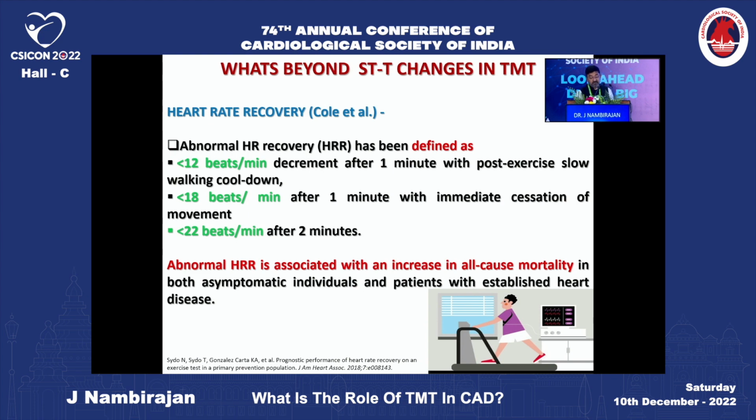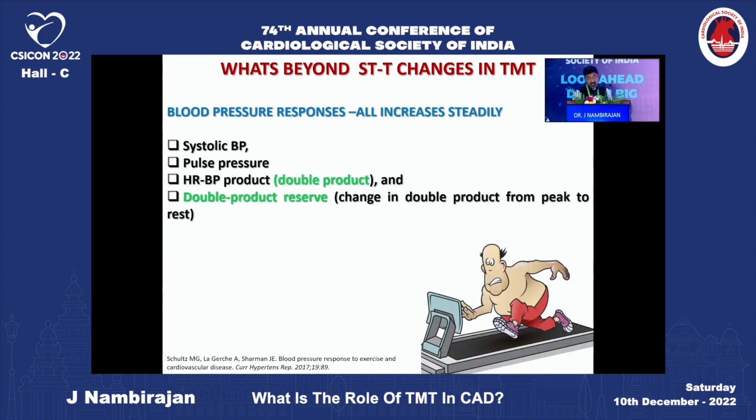Abnormal heart rate recovery has been found to be much more important than your routine ST depression because it is mostly governed by the parasympathetic system. So any normal patient and an athlete would recover the heart rate within 30 seconds faster and the remaining in a slow paced manner. So less than 12 beats per minute after 1 minute with post exercise slowdown, less than 18 beats per minute after 1 minute with the immediate cessation, and less than 22 beats after 2 minutes. So abnormal heart rate recovery is again associated with increased all-cause mortality.